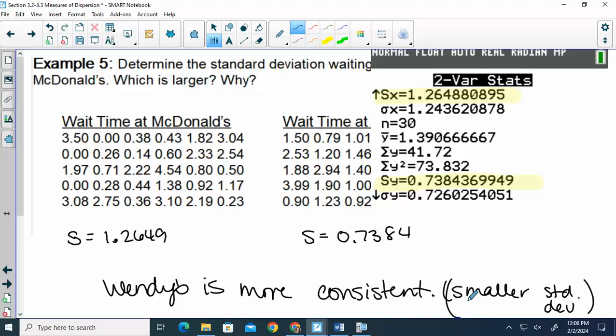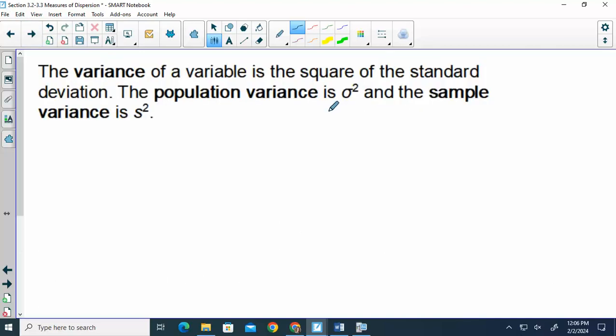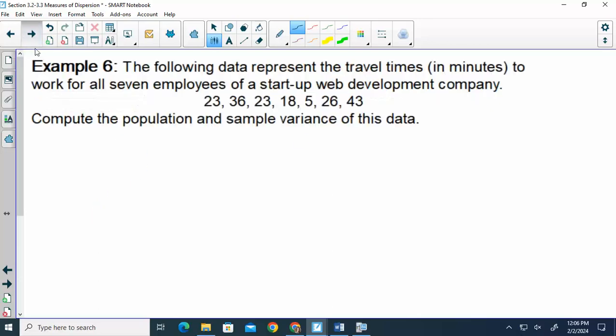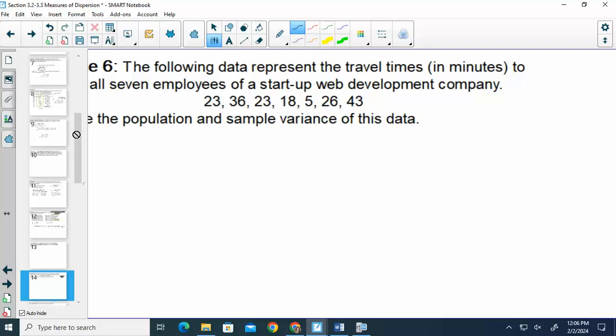I'm going to do one last example and then I'm done for today. So the last piece I want to talk about, variance, is one other measure of how spread out data is. And it's not hard to find if you have your standard deviation. It's just the standard deviation squared. And again, that's your next two bullets on your formula sheet. So population is sigma squared. Sample is S squared.